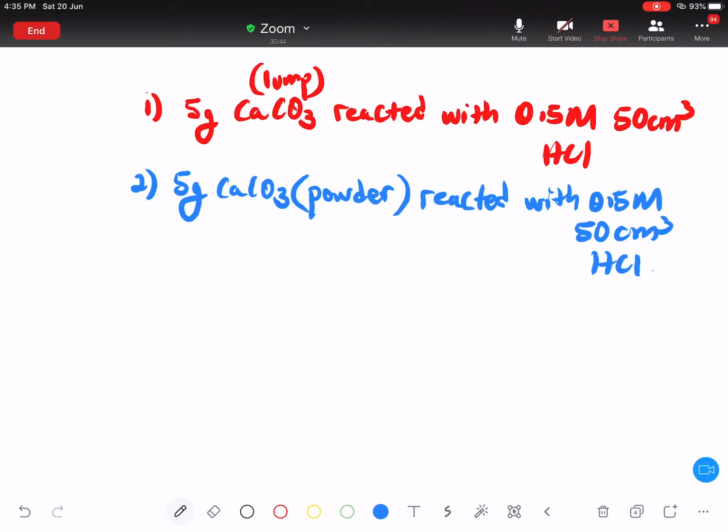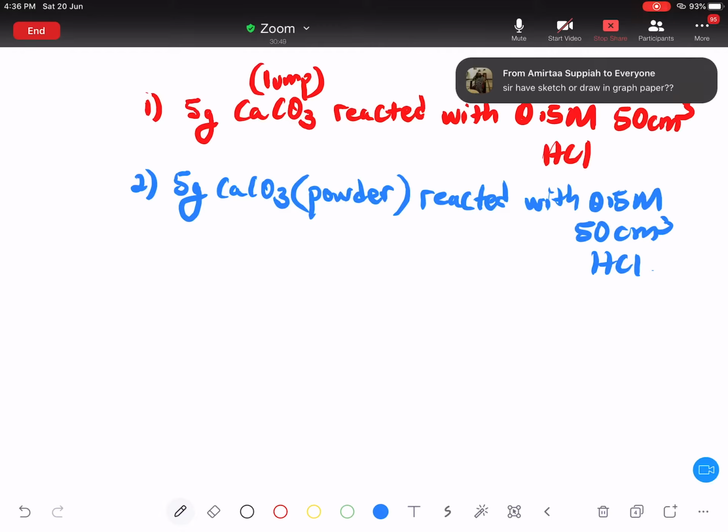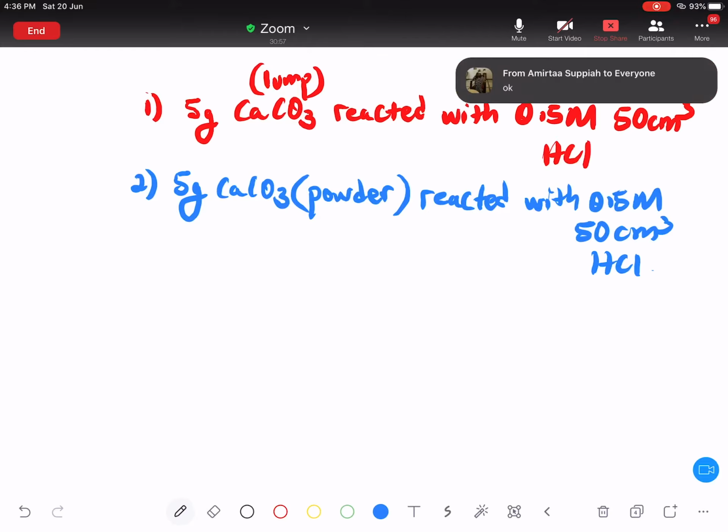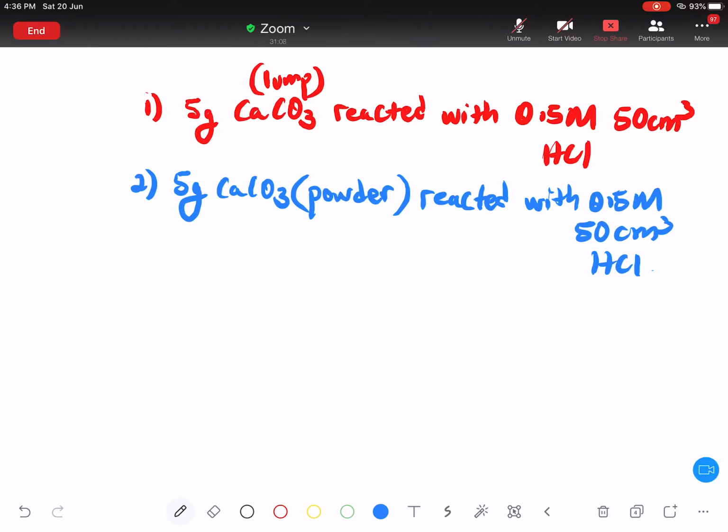Okay, guys, have you done or not? Yeah, you just need to sketch the graph. No need to go in detail. Hurry up. Tell me. Done? Okay, now we look at the answer. Guys, have you done or not?